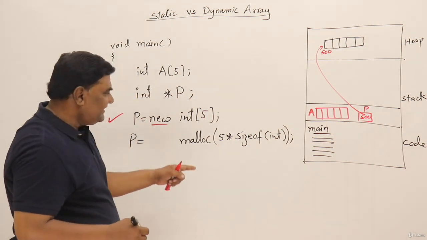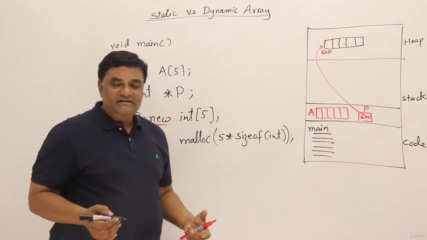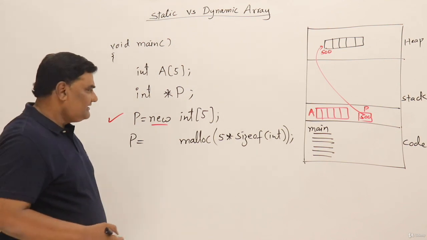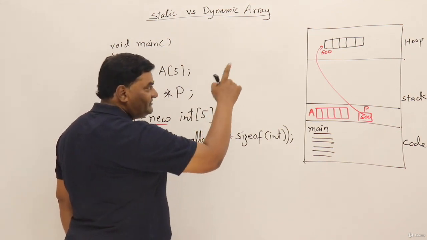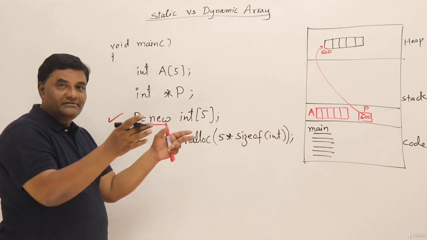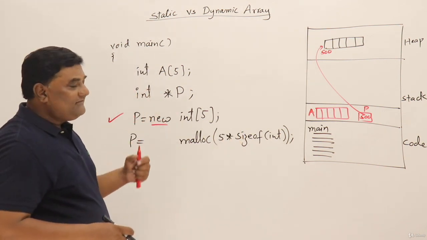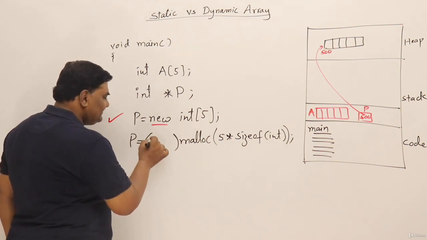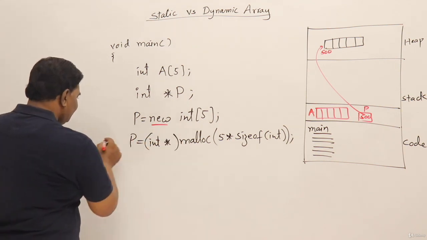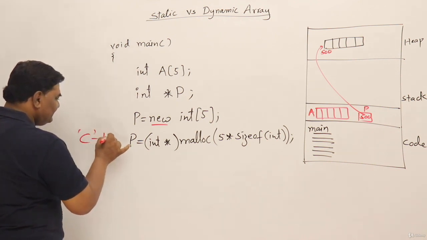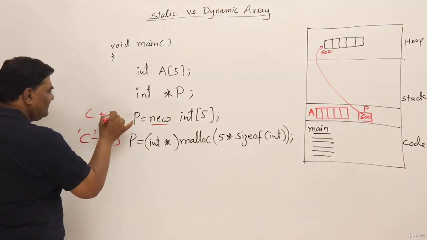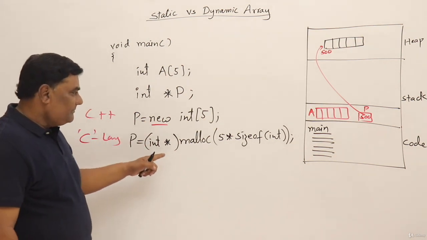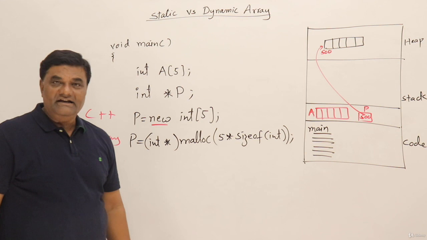Instead of mentioning 2 bytes, we mention sizeof, so that depending on the system or compiler, it takes that size. Then the malloc function will allocate just raw memory, just a block of memory. Now that memory we want to use as integers, so we have to typecast it as an integer pointer. So this is in C language and this is in C++. New is the operator used in C++ and the malloc function is used in C language.